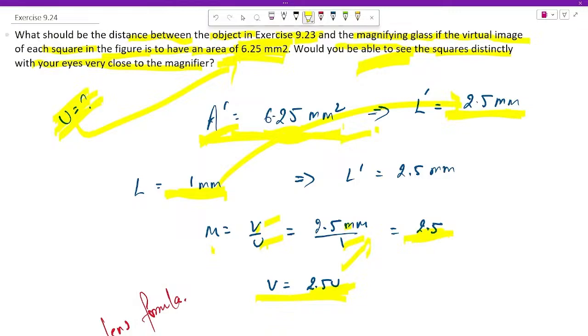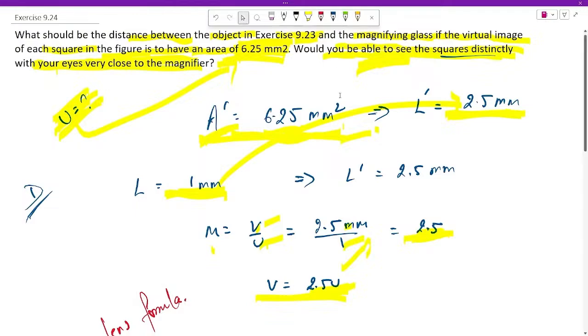Later we have to comment on whether you would be able to see the squares distinctly with your eyes very close to the magnifier. So for this value of U, will we be able to see the squares distinctly with our eyes? In order to see the squares distinctly, the minimum distance should be equal to D. So let us find out whether U is greater than D or less than D. If U is less than D, then we won't be able to see it, and if U is greater than D, then we will be able to see the squares distinctly.